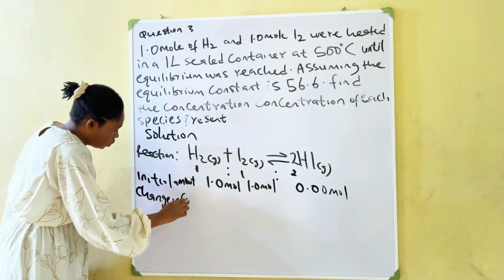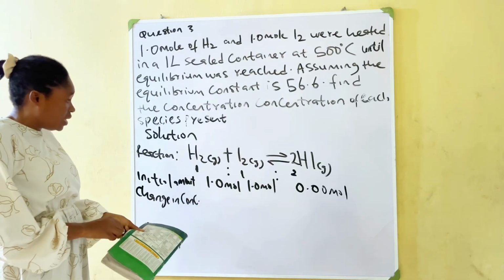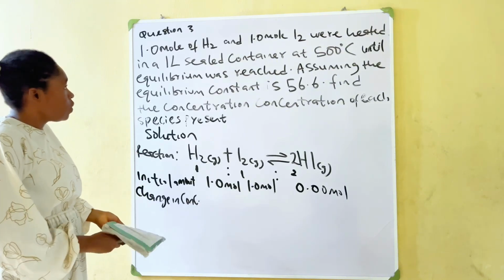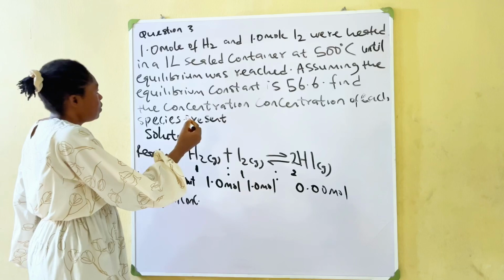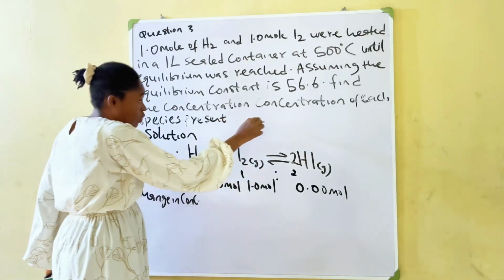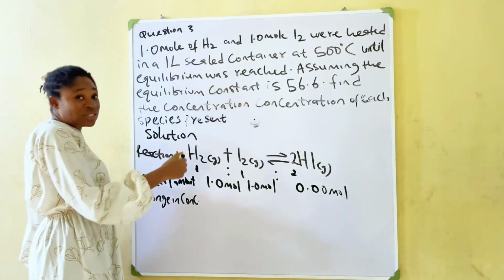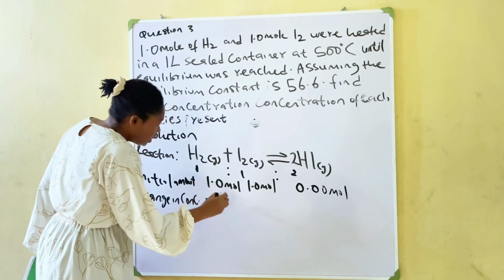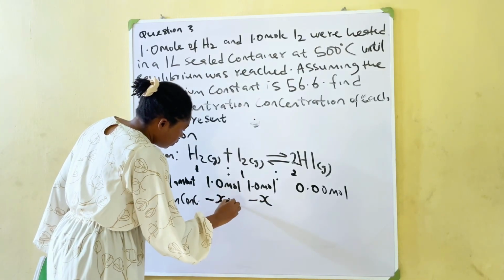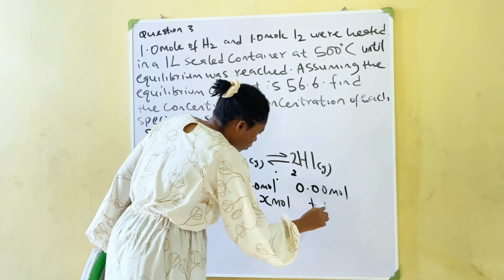So let's have a look at the change in concentration. That is the amount that decomposed. Since we don't know it yet, it is usually the amount at equilibrium minus the amount at the initial time. So let's call it x. We use minus because the reactant is going to disappear: minus x mole. For products we use plus, because the product is going to appear.